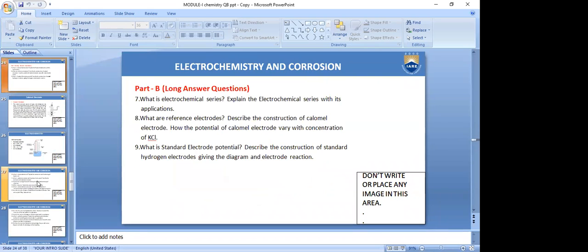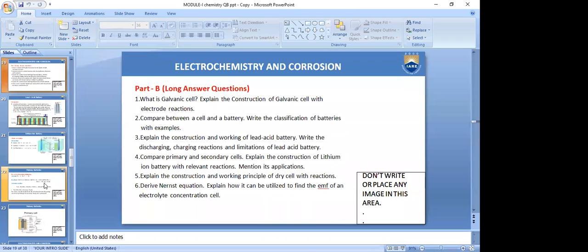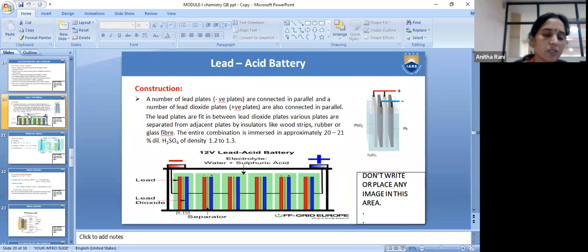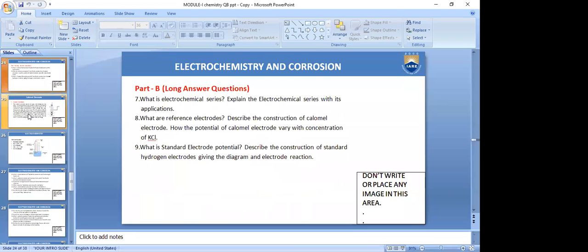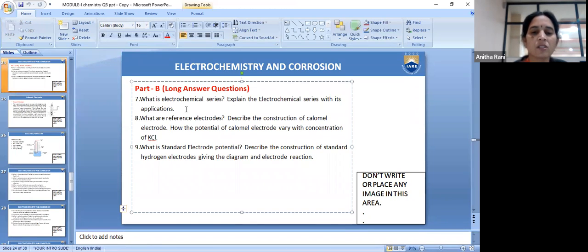So next, what is the question? Dry cell with reactions you write, okay? Derive the Nernst equation. Everybody learn the Nernst equation completely. Now, what is electrochemical series? Explain the electrochemical series with its applications. Five applications I have given you, so you have to learn and write those applications. Then, what is reference electrode?